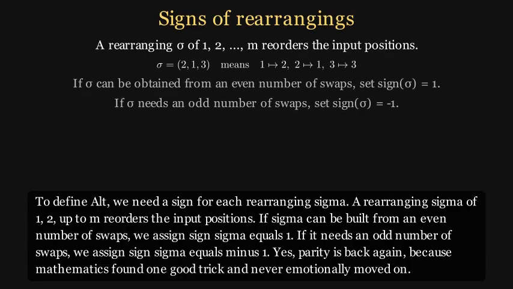To define alt, we need a sign for each rearranging sigma. A rearranging sigma of 1, 2, up to m reorders the input positions. If sigma can be built from an even number of swaps, we assign sign sigma equals 1. If it needs an odd number of swaps, we assign sign sigma equals -1. Yes, parity is back again, because mathematics found one good trick and never emotionally moved on.